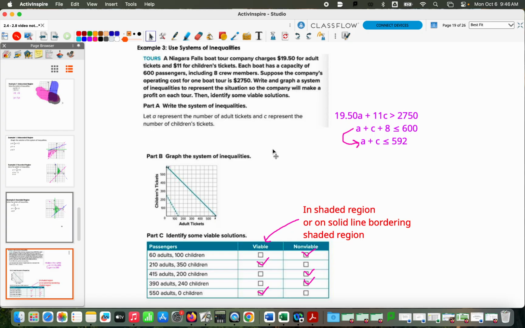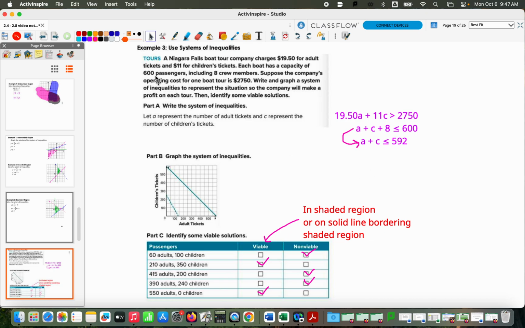So feel free to pause to read through the problem, but you basically have $19.50 for each adult and $11 for each child. The operating cost they have to cover is $27.50. So hopefully the money they bring in is more than $27.50. So this is one equation, all ties into money. The other one ties into total capacity here.